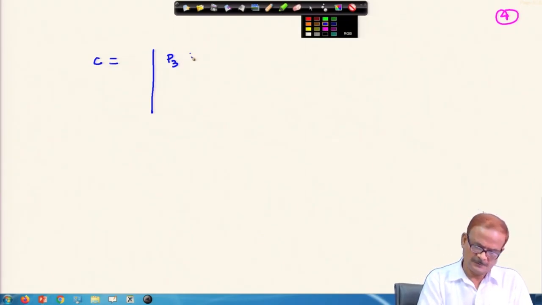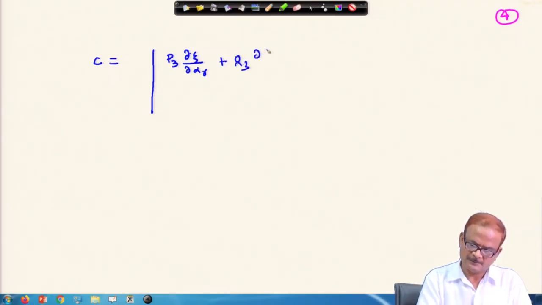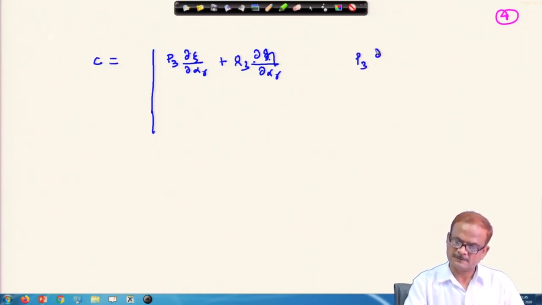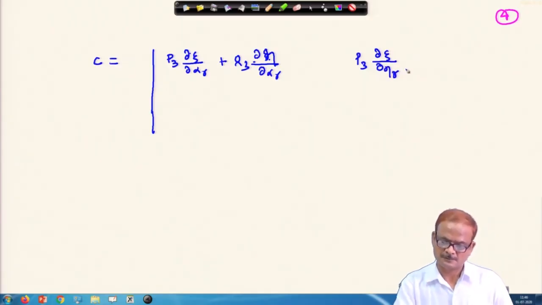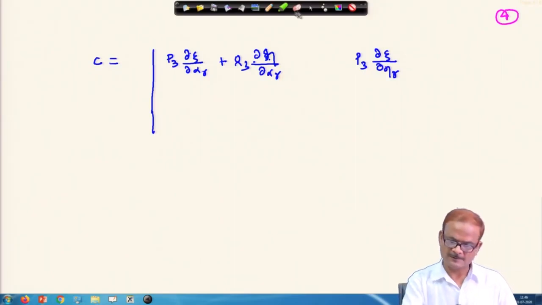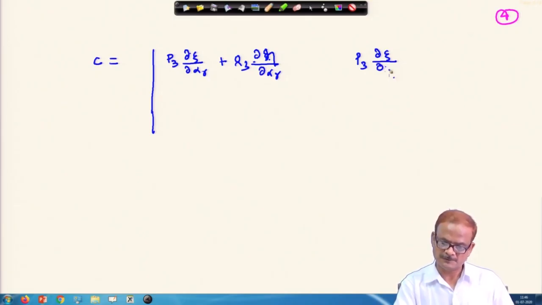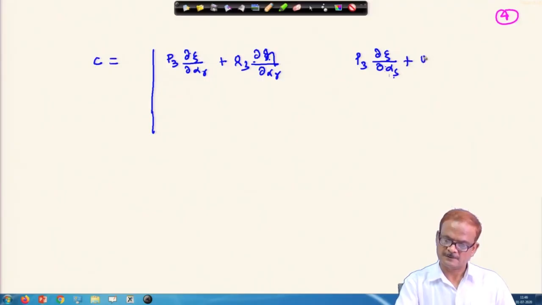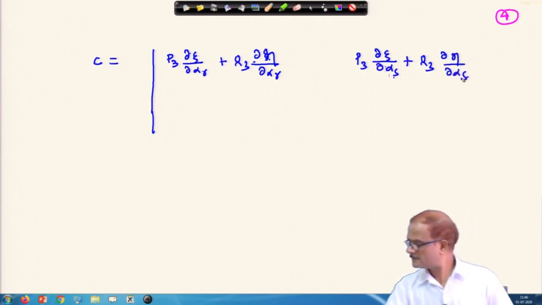So, P3 times ∂ξ/∂α_r plus Q3 times ∂η/∂α_r. Similarly, here P3 times ∂ξ/∂α_s. This is okay. First, we are differentiating. So, ∂ξ/∂α_s and Q3 times ∂η/∂α_s.